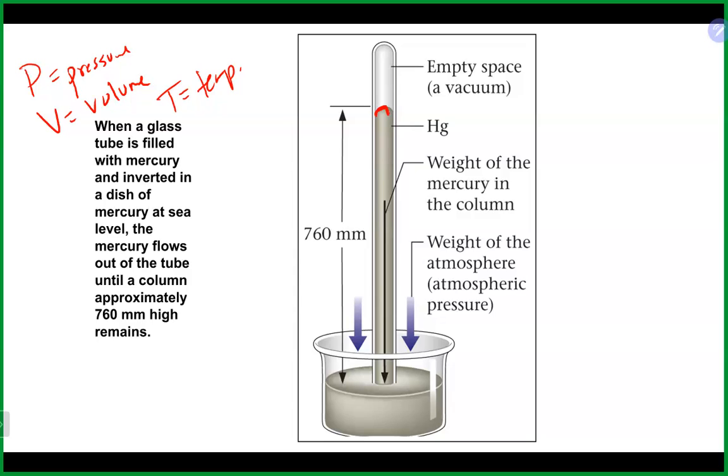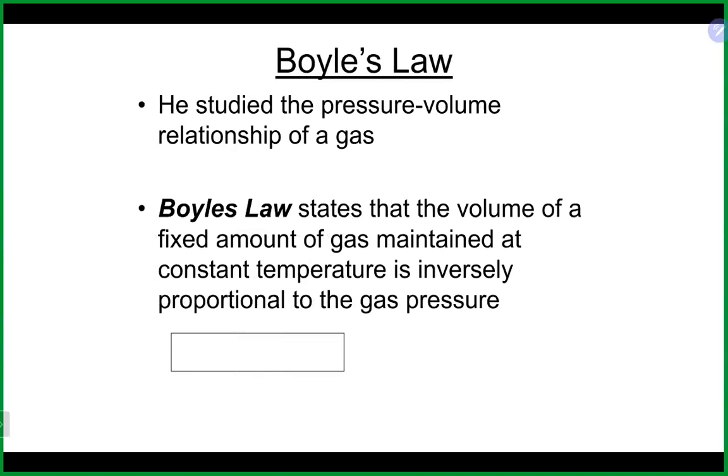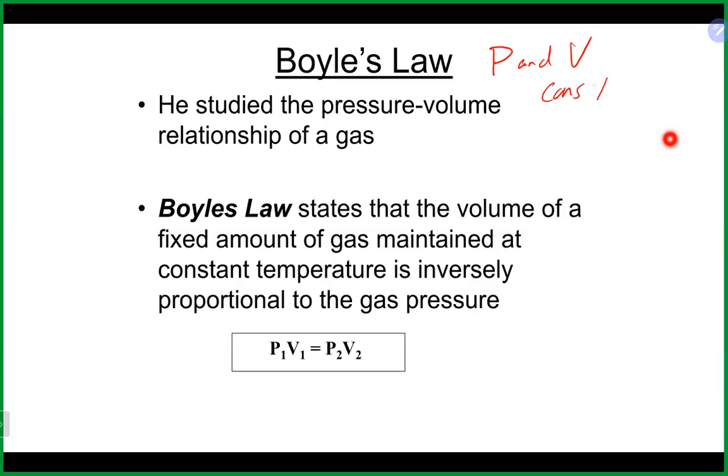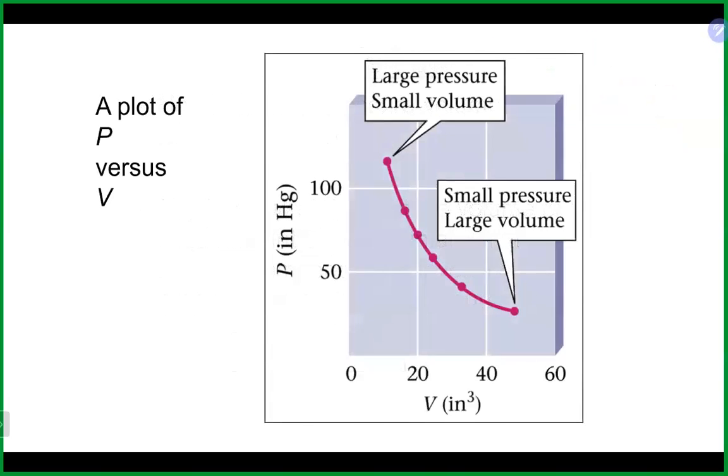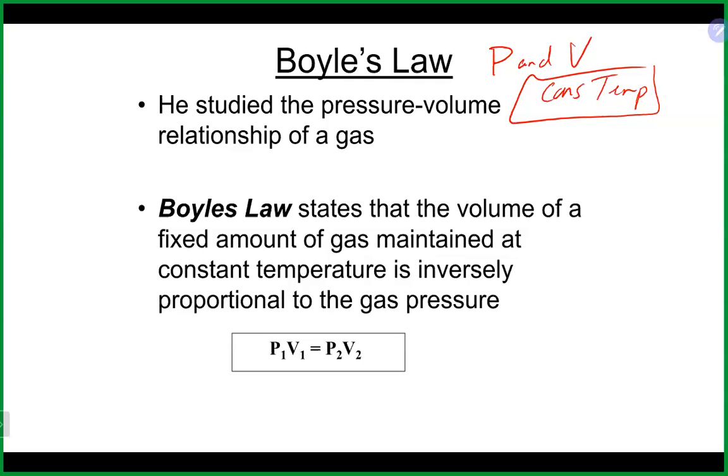So we're going to take a look at our first one here, which is Boyle's Law. Boyle looked at the relationship between pressure and volume, and that kept constant temperature. So temperature was held constant in this arrangement here. And really what Boyle found was if you had a fixed volume of gas, the temperature is inversely proportional to the gas pressure.